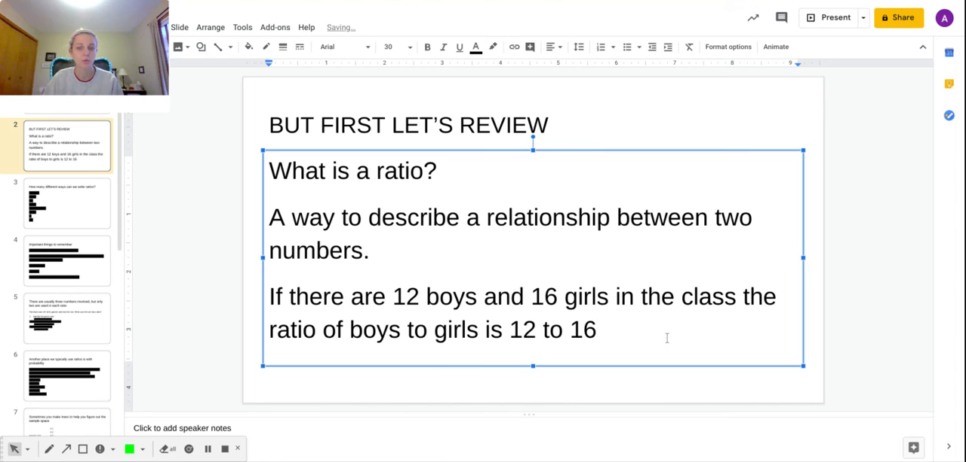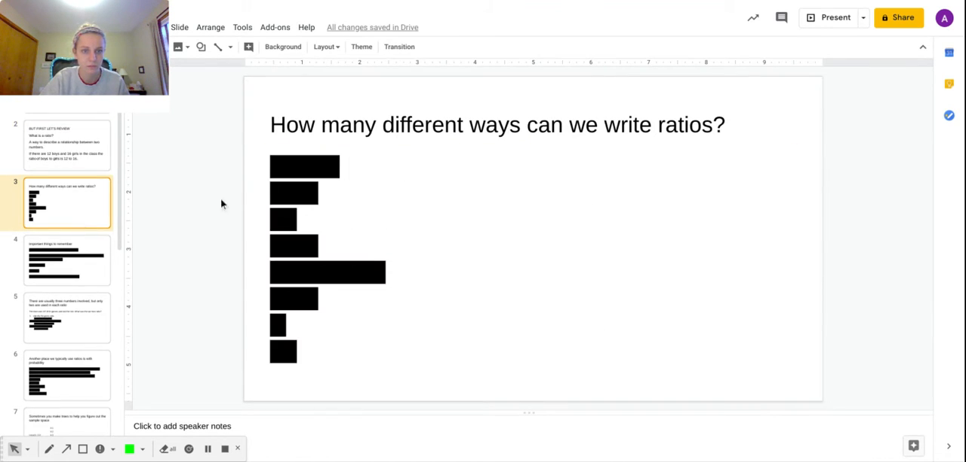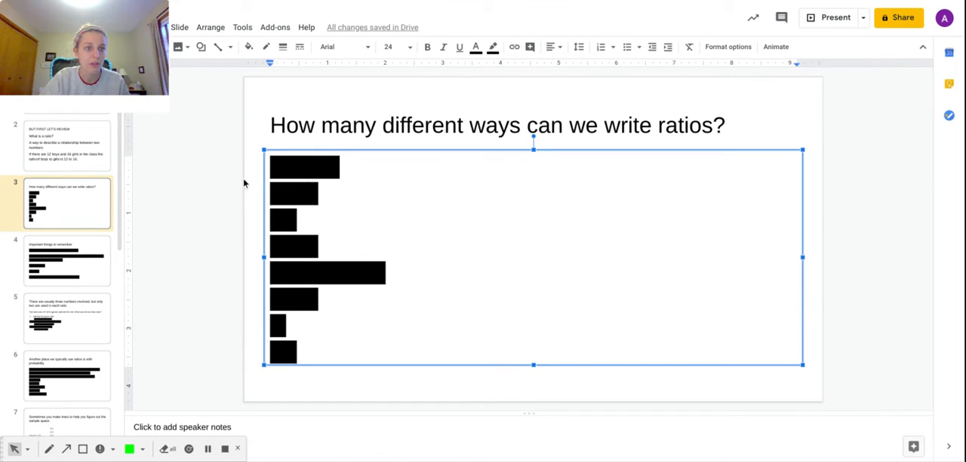So if there are 12 boys and 16 girls, the class ratio of boys to girls is 12 to 16. Okay, so that one we put 12 to 16. But how many different ways can we write ratios? So I have 12 to 16, so you can write 12 to 16.